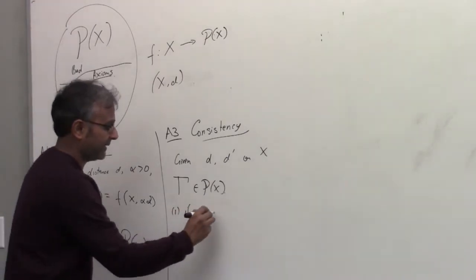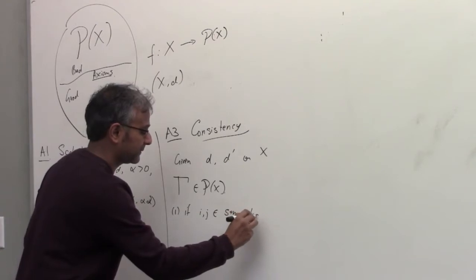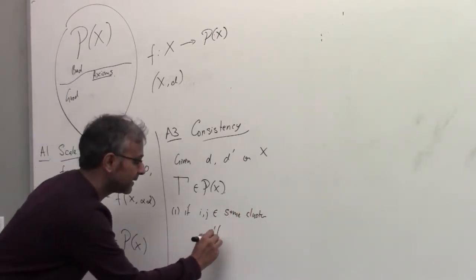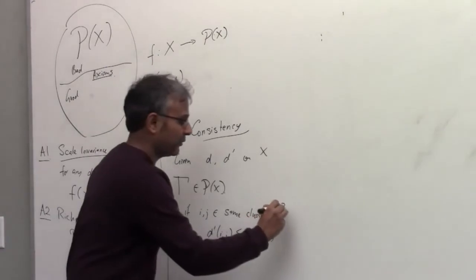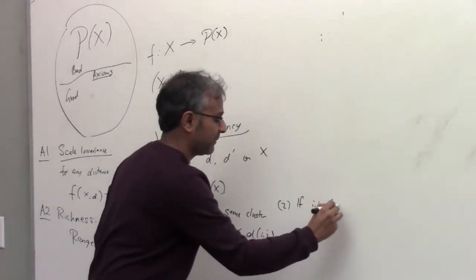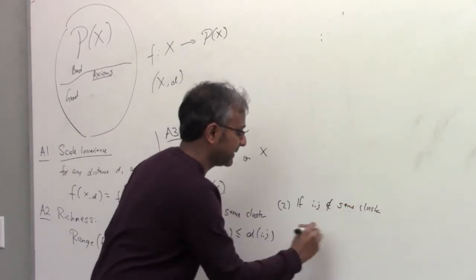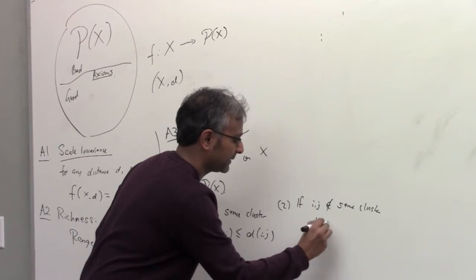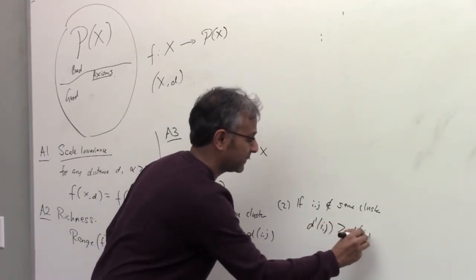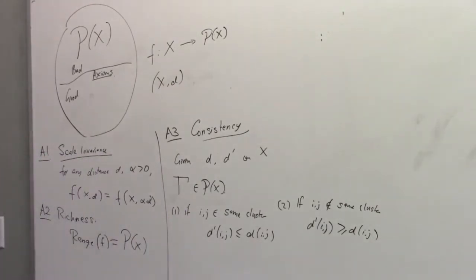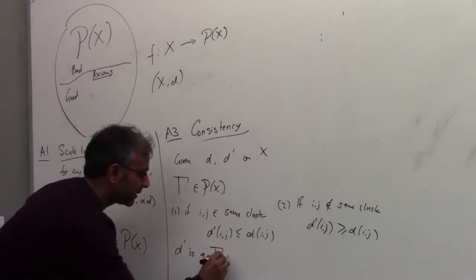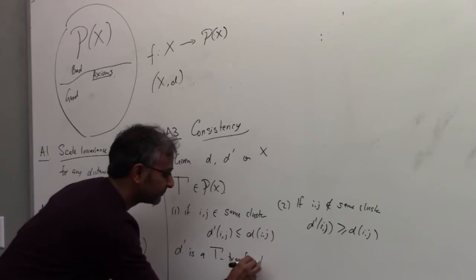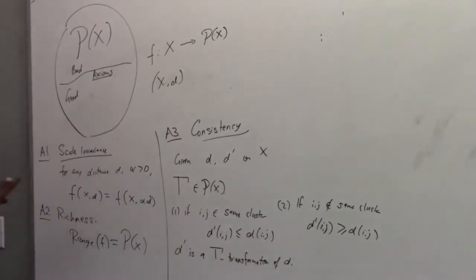If i, j are in the same cluster, then d prime ij is less than or equal to dij. That's property 1. Property 2: if i, j are not in the same cluster, then d prime ij is greater than or equal to dij. Suppose this property holds. We will say that then d prime is a transformation of d.